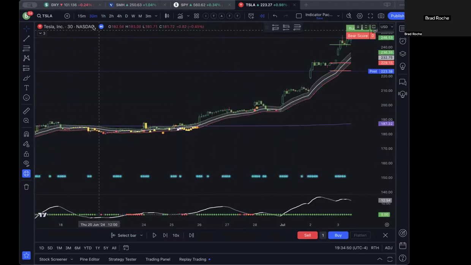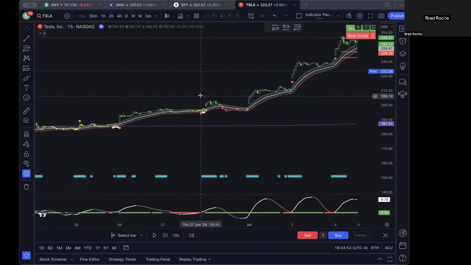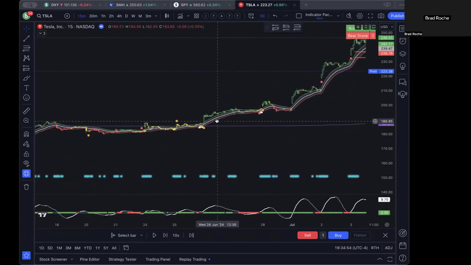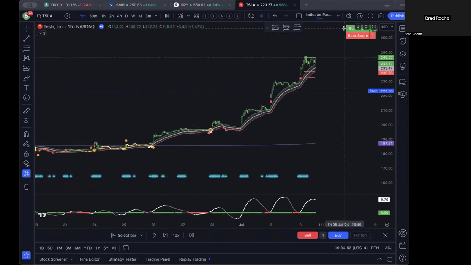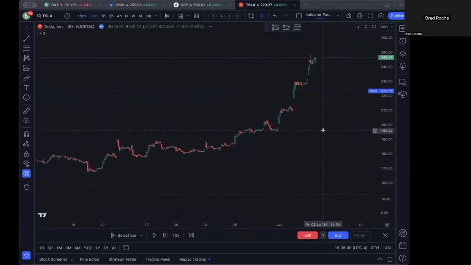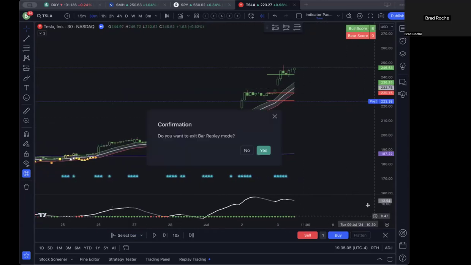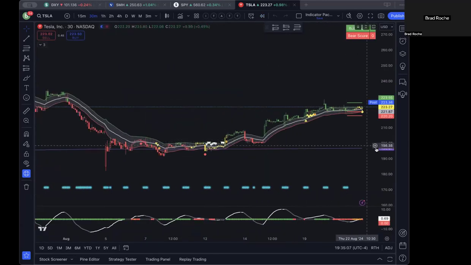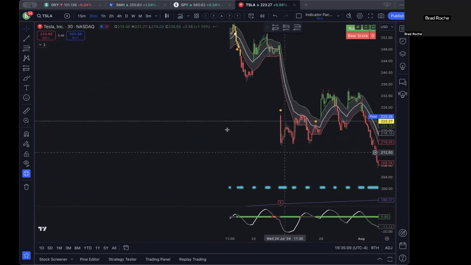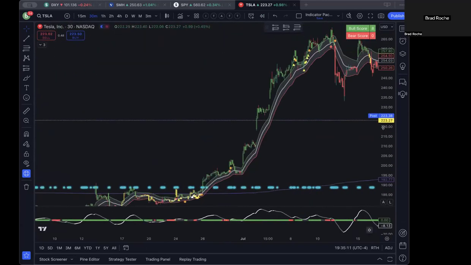Buy signals on the 30-minute. Let's see. Buy signals on the 15-minute. Yep. So there were buy signals on all of these time frames, and you would have caught a 40% run up on Tesla. Let's say you missed that because you were busy doing whatever you do. Okay. Here you go. You would have been able to catch the continuation.